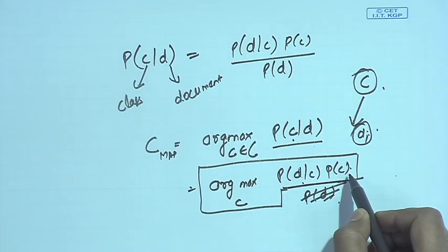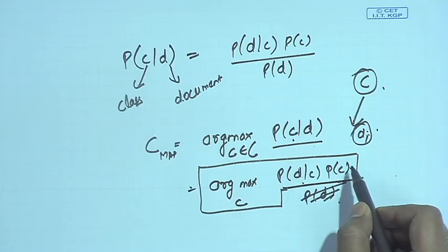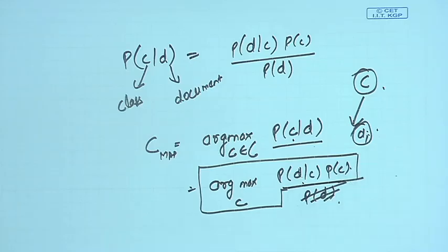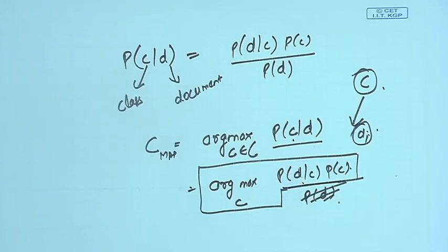Together they give you the posterior probability of class given the document. So P(C) you can easily compute, right? If you are given training data, you can find out how often this class C occurs among all the classes. Now, how do you compute probability D given C?